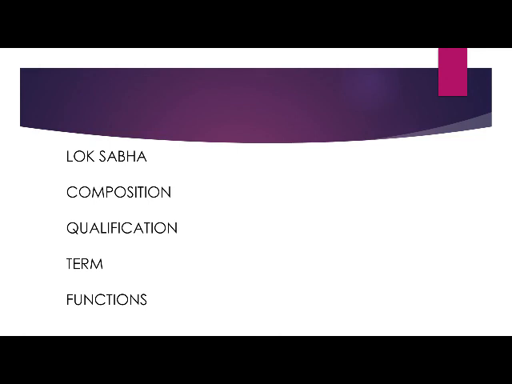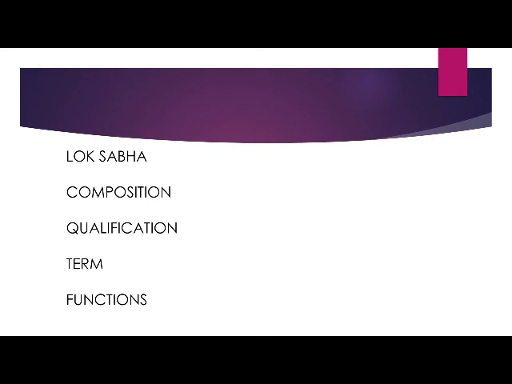So this way the Union Parliament is functioning with the help of two houses, known as the Lok Sabha and the Rajya Sabha. With the help of these two houses only, the set of legislations will come into existence.